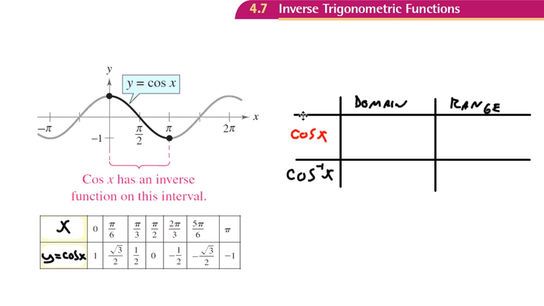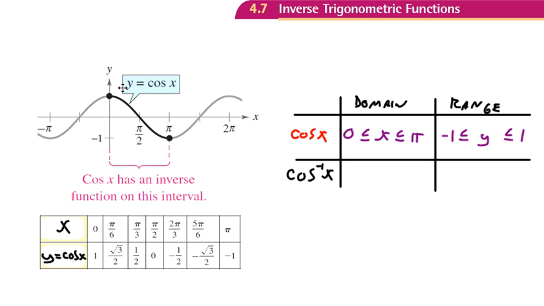So what is the domain then of our restricted cosine function? Well, it's going to go from 0 to pi. So x will be from 0 to pi right here. And our range, once again, will go from -1 to 1.